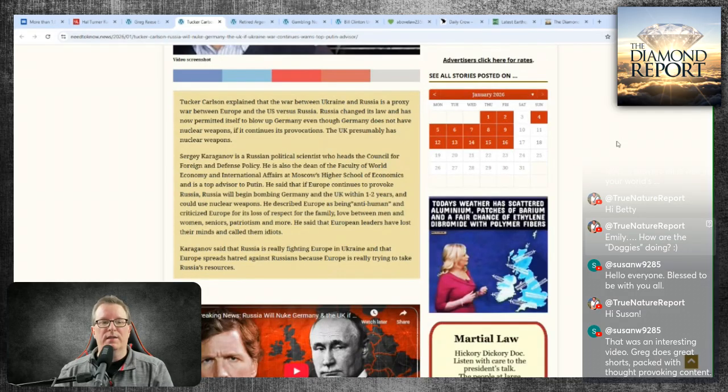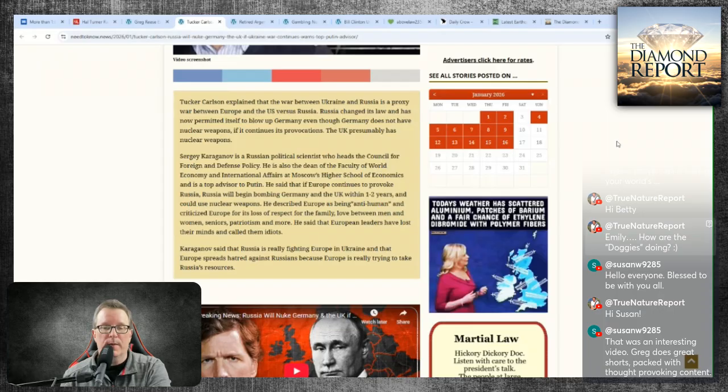Russian political scientist Sergei Karaganov, I guess is how you say it, who heads the Council for Foreign and Defense Policy. He is also the Dean of Faculty of World Economy and International Affairs at Moscow's Higher School of Economics and is a top advisor to Putin. He said that if Europe continues to provoke Russia, Russia will begin bombing Germany and the UK within 1 to 2 years and could use nuclear weapons.